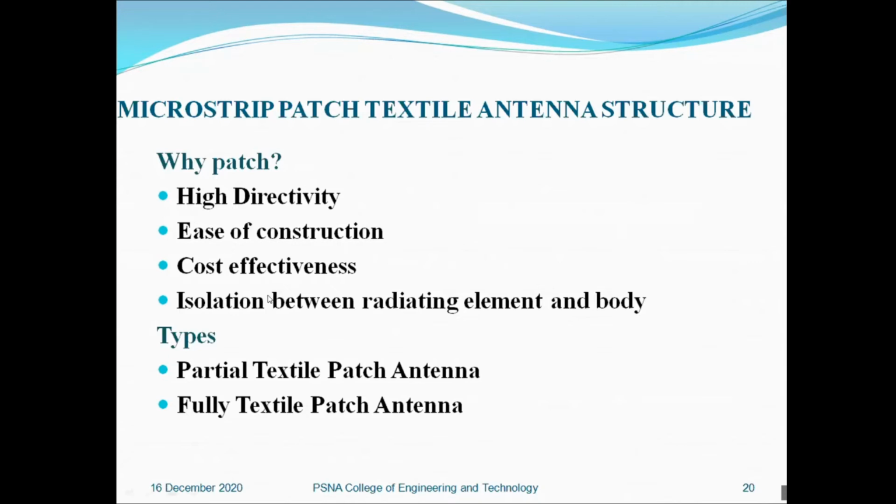The textile antenna structure has its own high directivity and ease of construction. The types are the partial textile patch or the fully textile patch antenna. The difference is that in a partial textile patch, the dielectric material is a textile material, but the conductor and the ground plane are a conducting material like copper. Copper ribbon tape we can purchase and use as the conductor and the ground plane; that is a partial textile patch antenna. In a fully textile patch antenna, all the materials are textile, even the conducting material itself is a textile material.